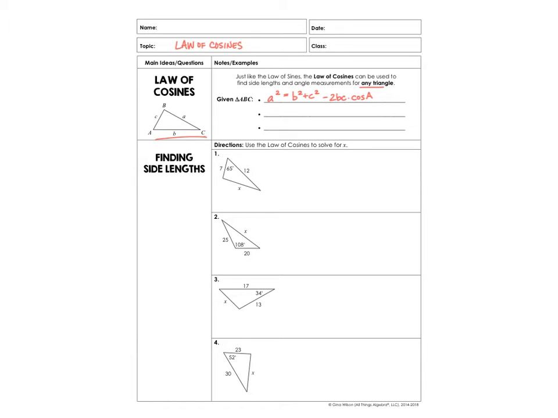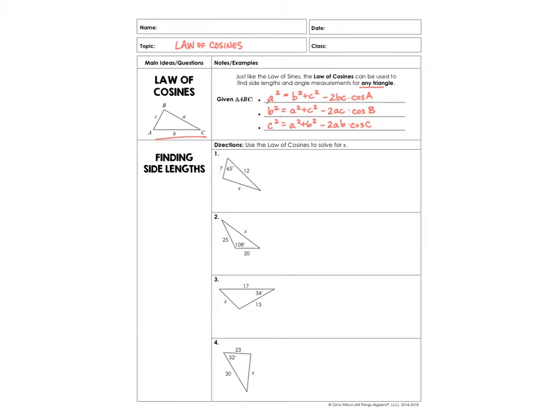Now, it looks like a lot. Let's go ahead and write down the other two, and then I'll explain it. B squared equals A squared plus C squared minus 2 times A times C times the cosine of B. And then C squared equals A squared plus B squared minus 2AB times the cosine of C. Okay, so let's see how we can remember this.